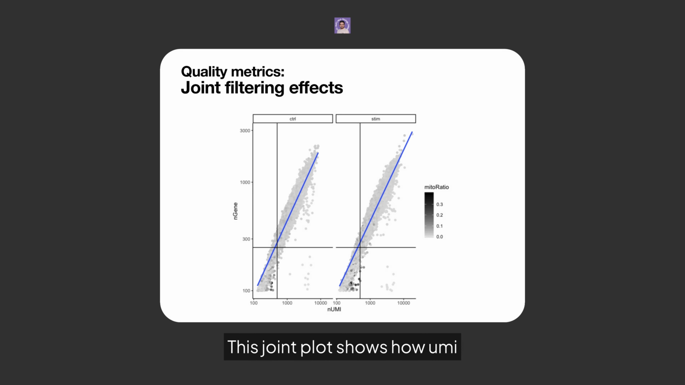This joint plot shows how UMI counts, detected genes, and mitochondrial ratio interact. Vertical and horizontal lines mark UMI and gene thresholds, while color encodes mitochondrial content. Together, these filters define a high-quality subset of cells for both control and stimulated conditions.